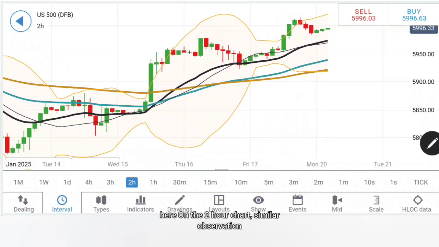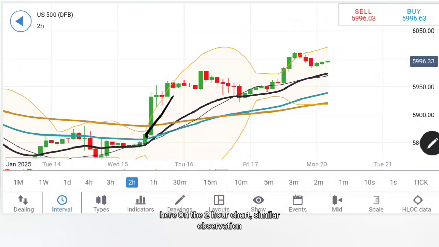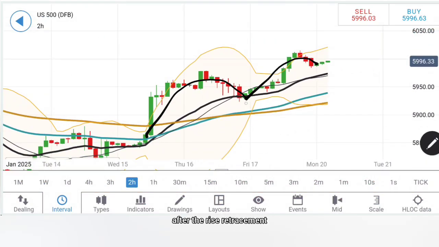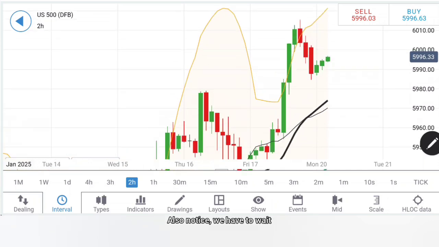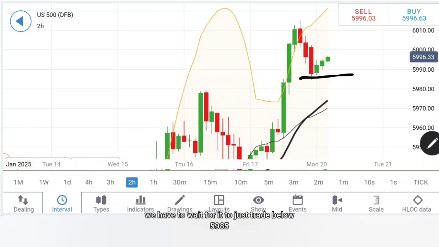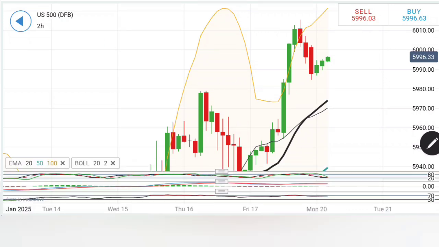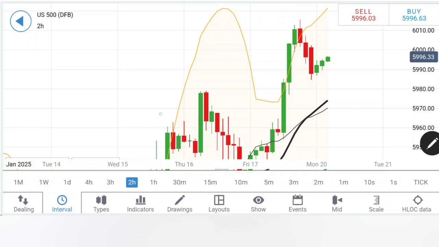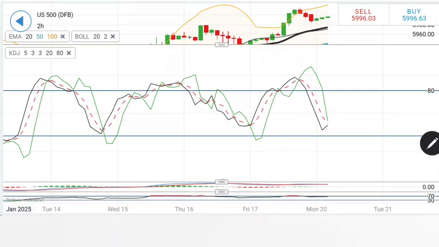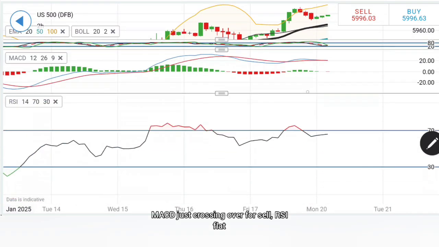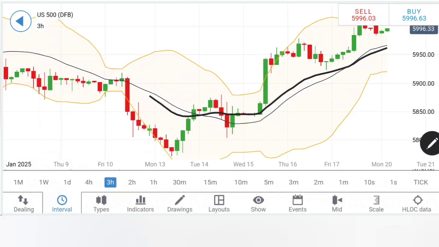RSI running flat here. On the 2-hour chart, similar observation after the rise, retracement, now it is trying to bounce back here. Also notice we have to wait for it to trade below 5985 levels. 5985, 5980 should be a very good support, then 5970 the third. If these three levels are taken, stronger correction is on the cards. Stochastic has dropped, MACD just crossing over for sell, RSI flat.